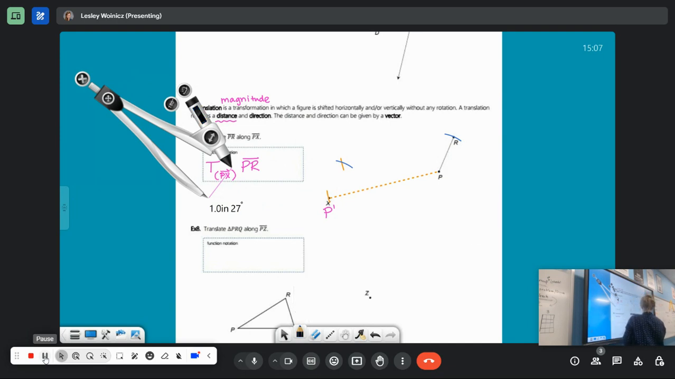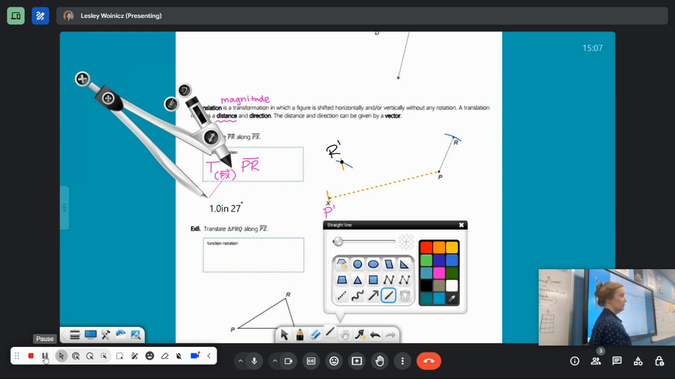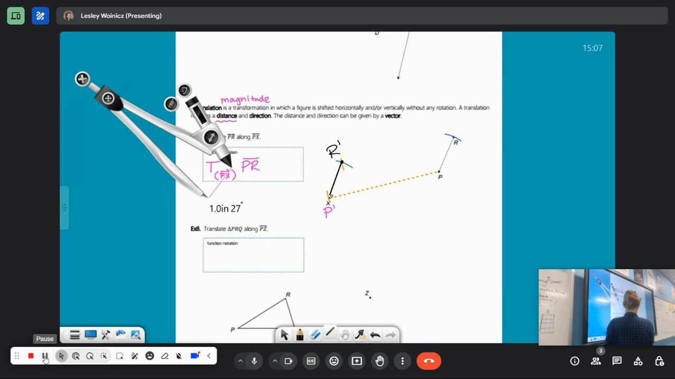Okay, using your straight edge, connect your points. Okay, that's it. Easy peasy. So here's the test. Is it the same distance, the same direction away? Yeah. Voila. All right, what if instead of a segment, we had this whole crazy triangle?